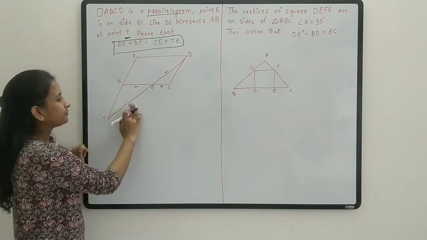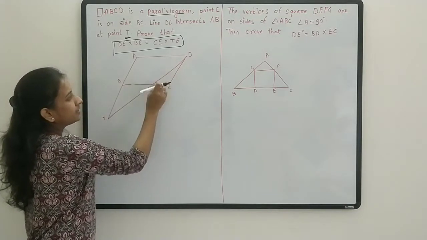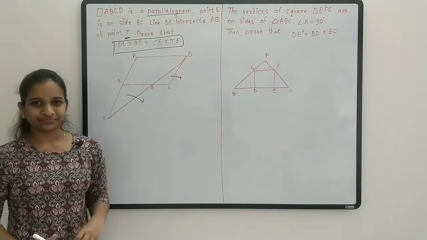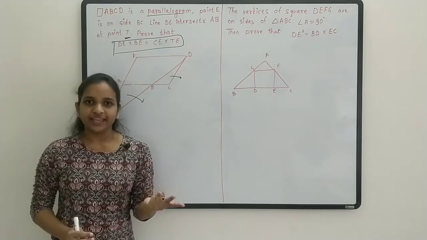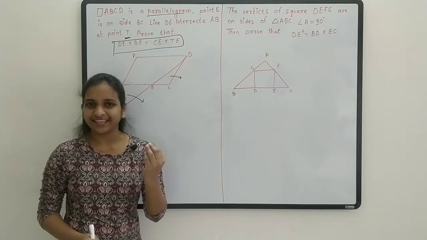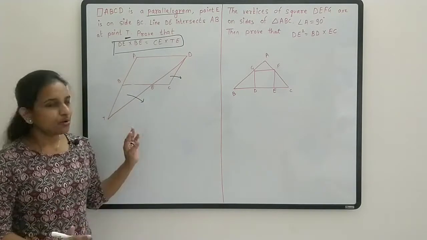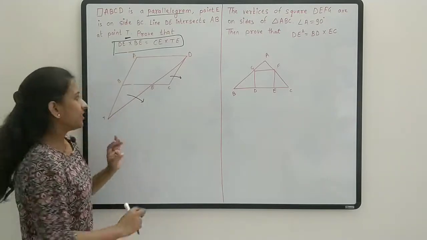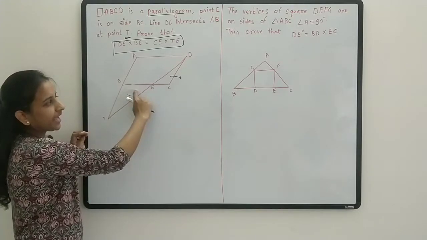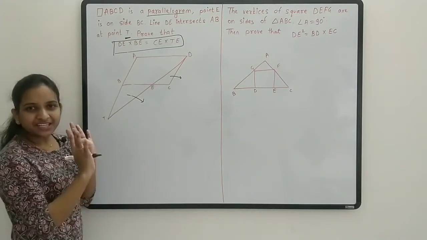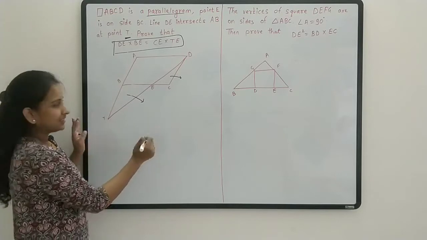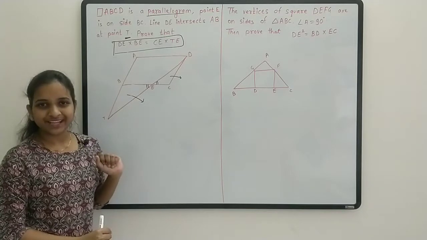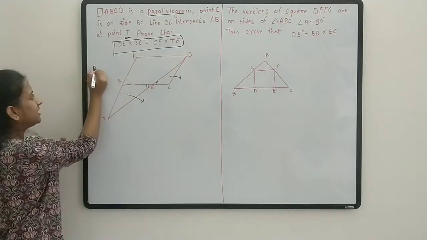Fine. Now, how to prove that these triangles are similar? Either by AA test or SSS test or SAS test. If we prove that these two triangles are similar by any of the tests, then we can prove this. Now for these two triangles, can you imagine angle, side, anything? See, this angle is equal to this angle because they are opposite angles, right? Now we got one angle.